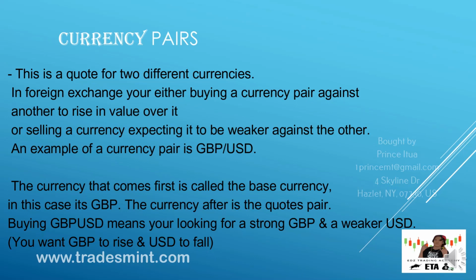For example, GBP USD. If you wanted to buy that pair, that means you want GBP to rise over the US dollar. Whereas if you were to sell, then you're looking for US dollar strength and weakness in the GBP. In the foreign exchange, it's always currencies trading against each other.